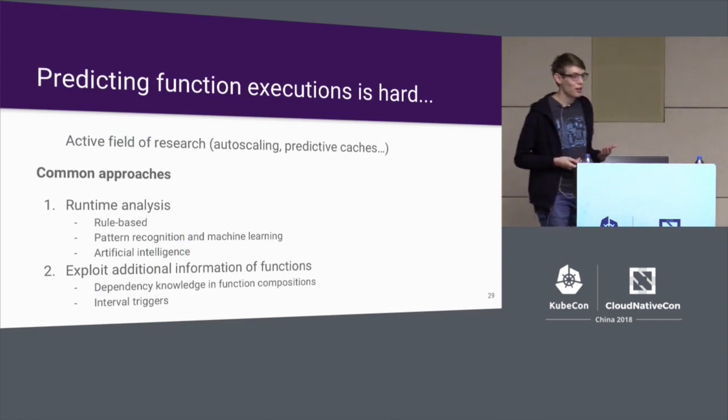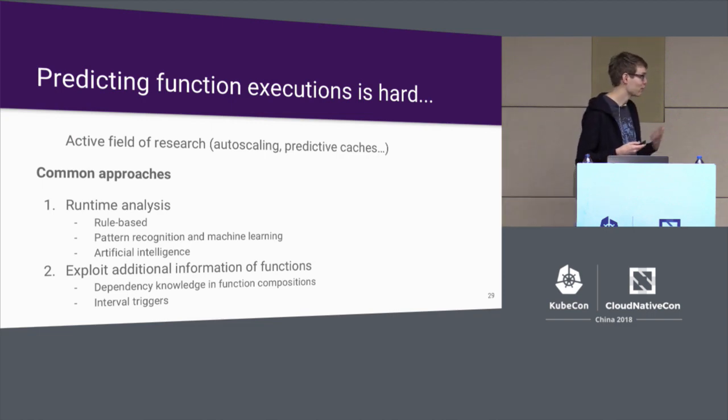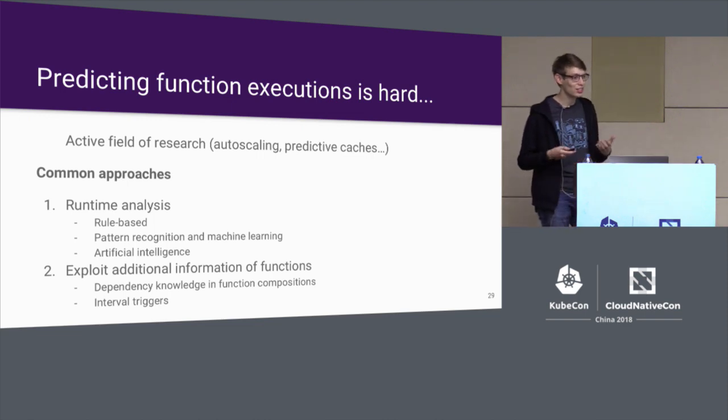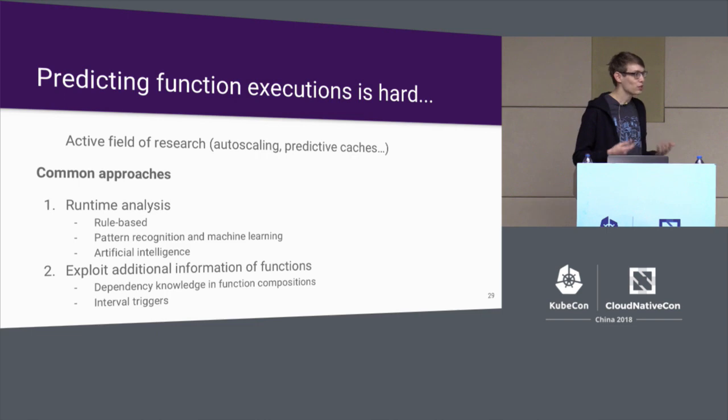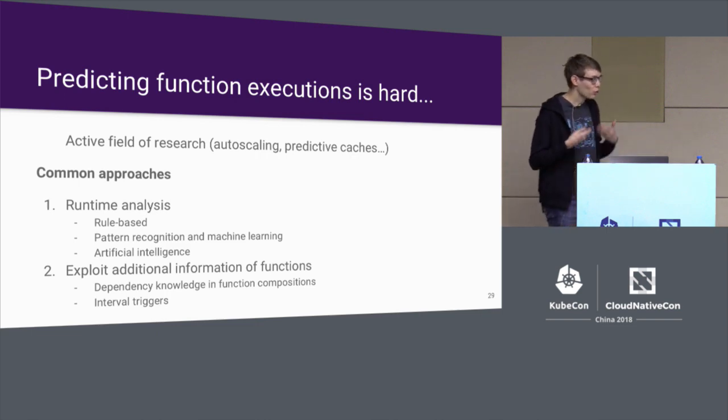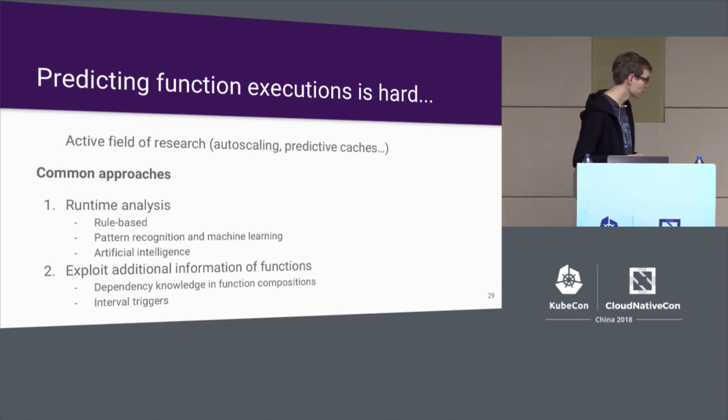But as you can imagine, predicting things, and especially function execution, is hard. It's also an active field of research in many of these related domains. For example, proactive autoscaling is still a trendy subject for researchers. But there are approaches to solve this problem, and there are basically two types. One is runtime analysis, where a component constantly analyzes your function and its behavior, and tries, with some mechanism from simple rule-based to complex machine learning approaches, to create a model to predict future function executions. The other approach is to use more static information.